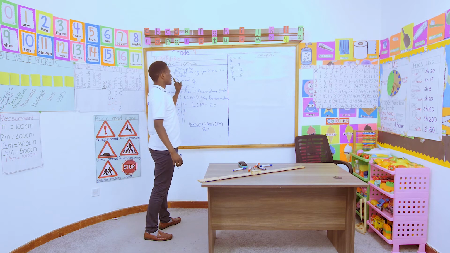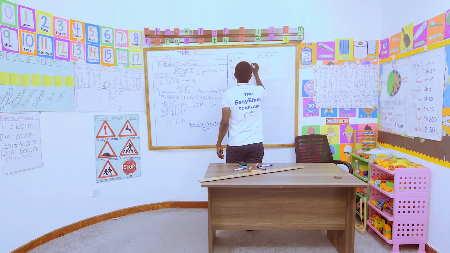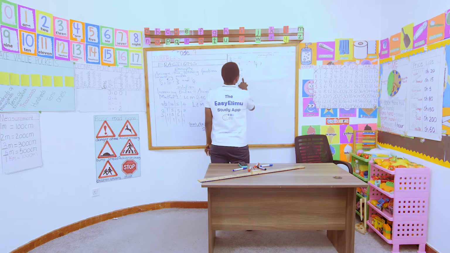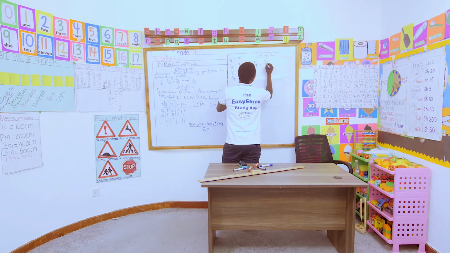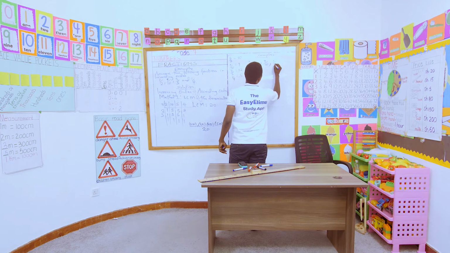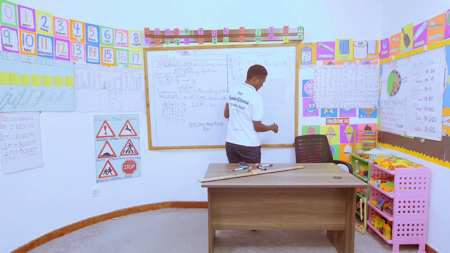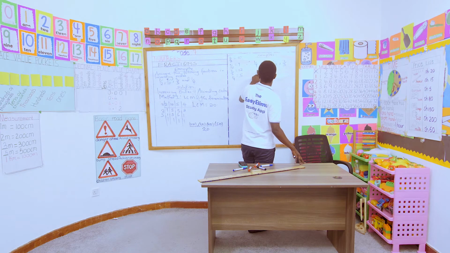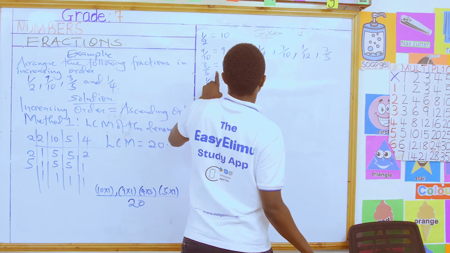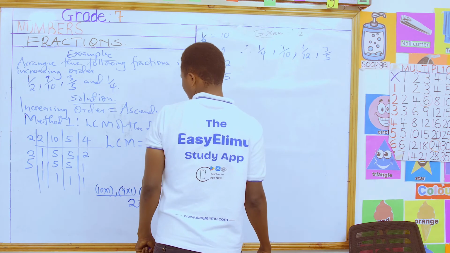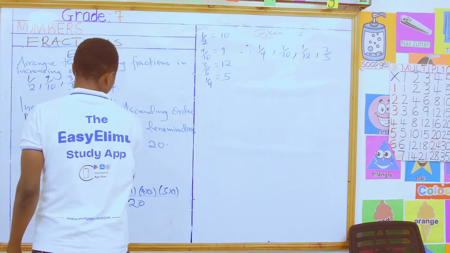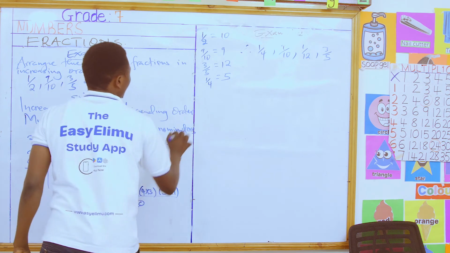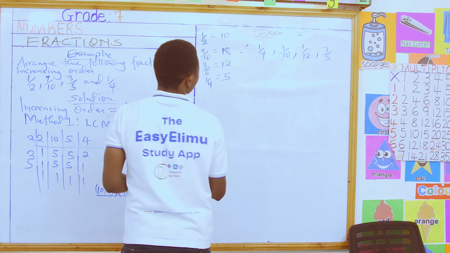Ascending order, you start with the least to the largest. So we are starting with the least one. For 9 over 10, 10 into 20 is 2 times, so this is times 2, which gives us 18.